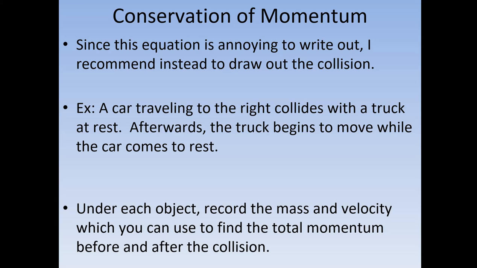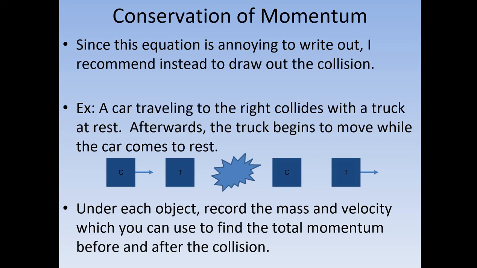So let's say you had an example like this. A car traveling to the right collides with a truck that's at rest. Afterwards, the truck begins to move and the car comes to rest. Well, what you would do is you would draw what happens before the collision. We have a car traveling to the right and a truck that's at rest. So that's what that image is showing. It's showing what they tell us. We find out that they collide, and then afterwards, we know that the truck moves to the right and the car comes to rest. So we draw the car by itself and the truck with an arrow to the right.